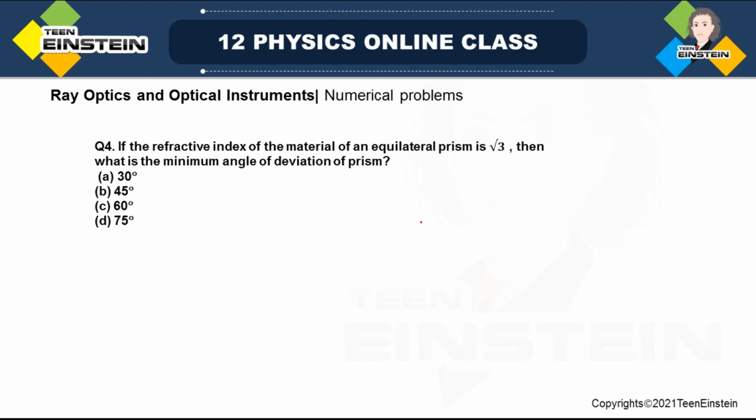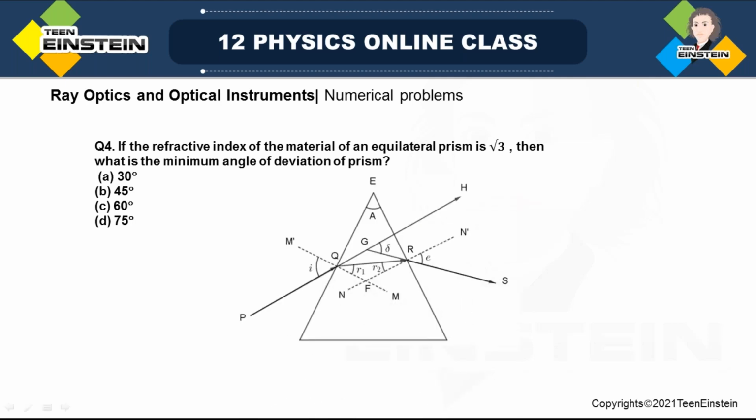Look, I have to find out first what are the available formulas for the minimum deviation of a prism, and that too will relate the refractive index. I have this formula: delta minimum is equal to mu minus 1 into A. A is the angle of refracting angle of the prism, or angle of prism. Since it is an equilateral triangle, the angle of prism will be 60 degrees.